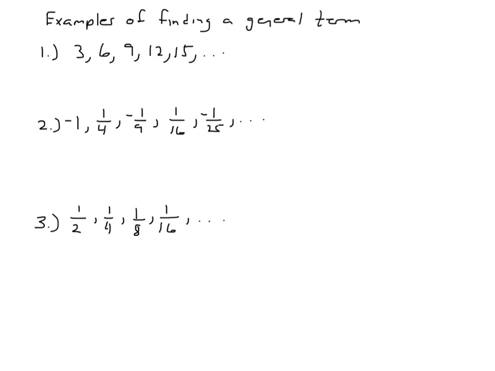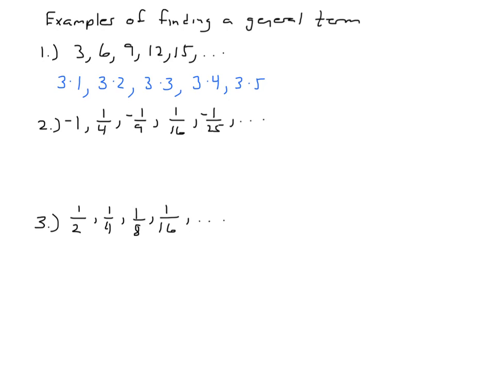Now let's look at some examples in terms of finding the general term. In this first example, we have the sequence of numbers 3, 6, 9, 12, 15, and so forth. One of the things that I notice on that one, I think you probably have noticed it too, is that each one of these values is a multiple of 3. So I can say that in this sequence, the 3 is really 3 times 1, 6 is 3 times 2, 9 is 3 times 3, 12 is 3 times 4, and 15 is 3 times 5.